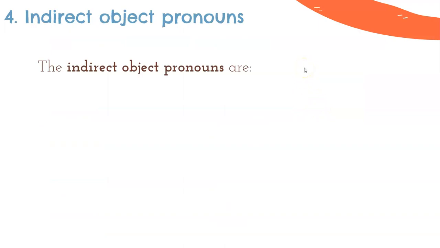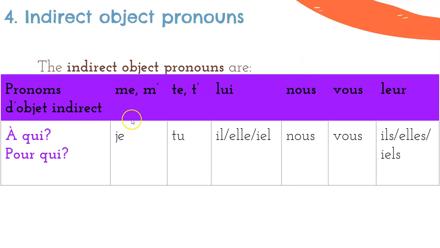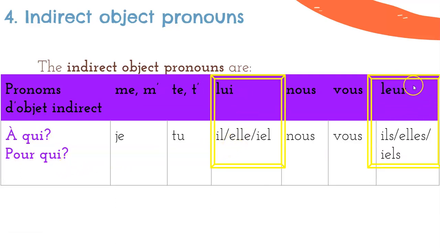Indirect object pronouns are a little bit different. They're going to answer the questions à qui or pour qui. Right? Really, the only change is here and here. You'll notice je still becomes me, tu still becomes te, nous and vous kind of stay the same. But this time, if we are talking about il, elle, or a singular object, it replaces with lui. Ils, elles becomes leur.